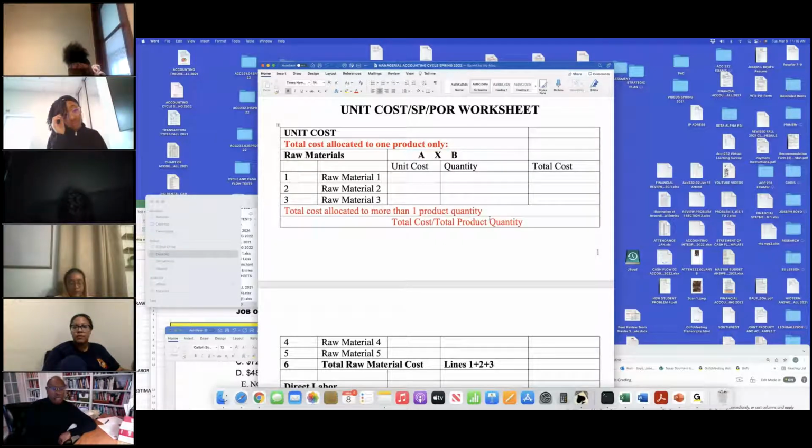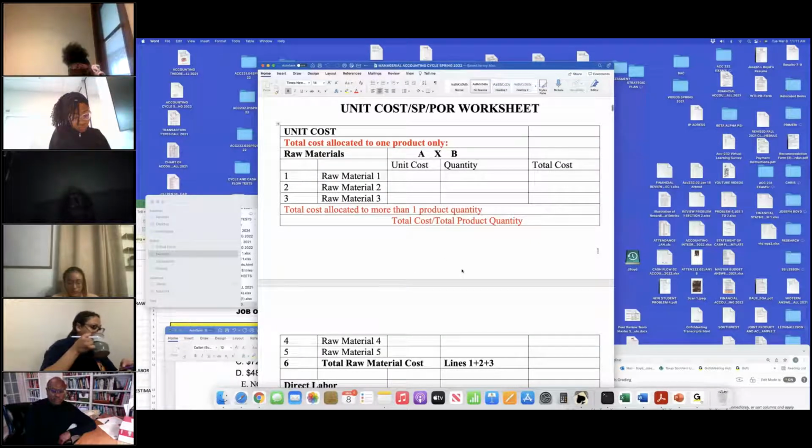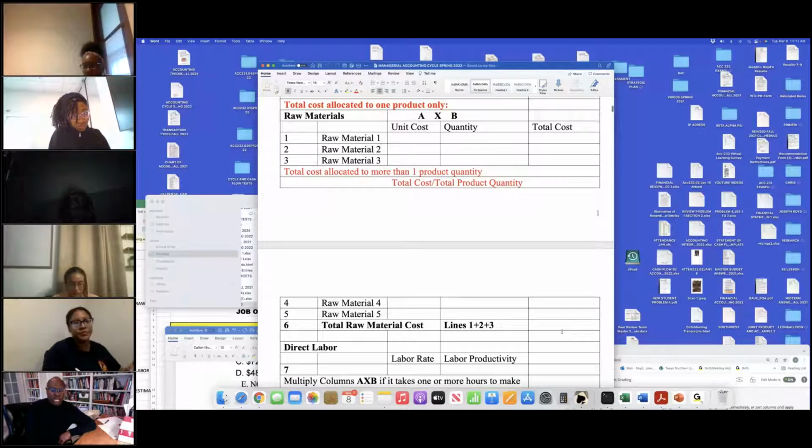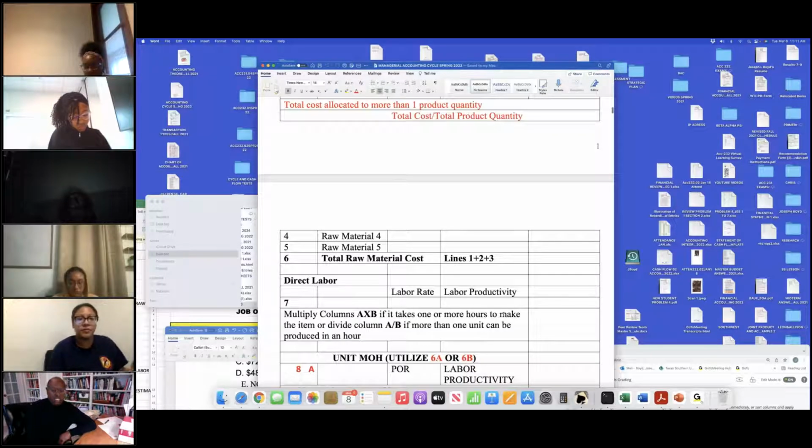So the raw materials can work one or two ways. They're small, and it takes one or more to make the item: unit cost times the quantity. On the other hand, if we make a major purchase that's to be spread over more than one, then we look at the cost and divide it by what we spread it over. We add up all the raw materials costs. Direct labor: if it takes one or more hours to make the item, we multiply the labor rate times productivity. If we can make more than one in an hour, then we're going to divide the productivity and the labor rate to get the labor cost.